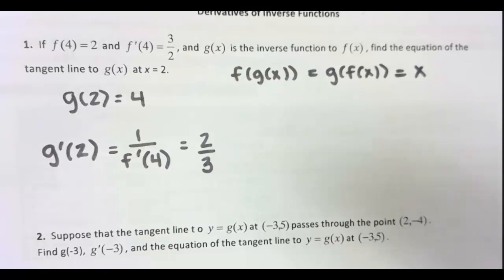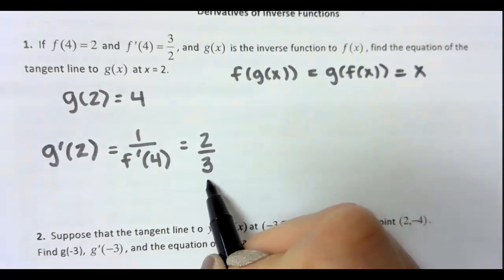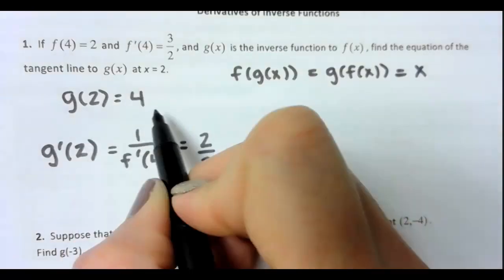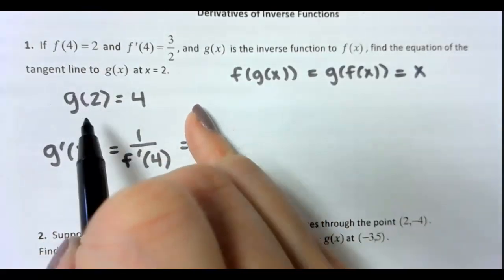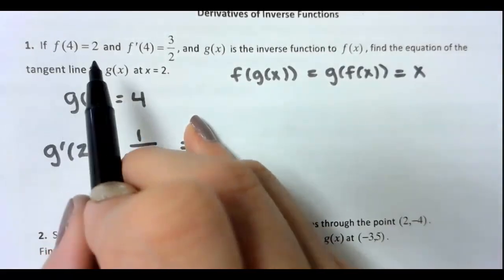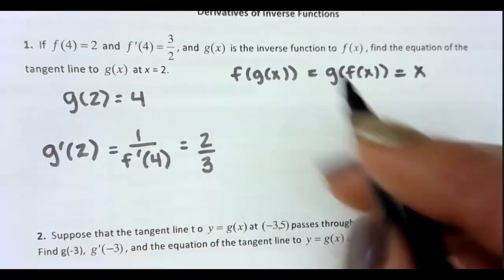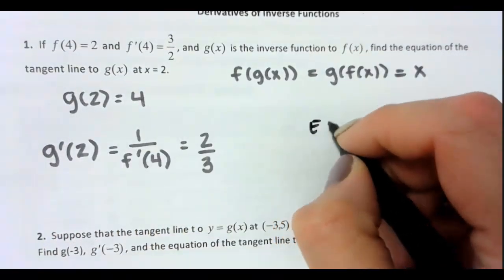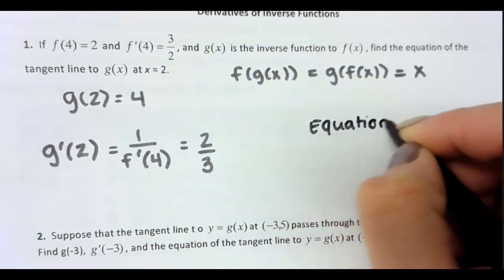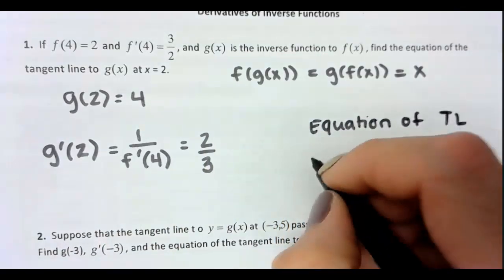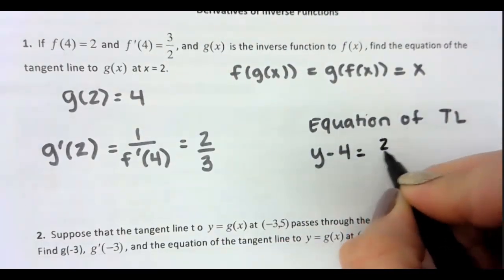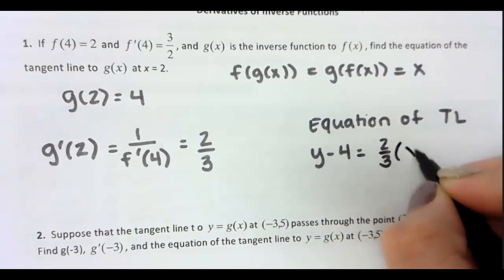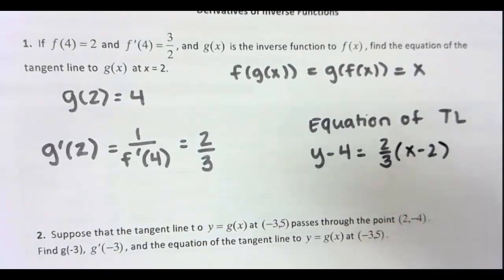To get the equation of the tangent line, we're going to use our new slope and the point. And I'm not using the point of f, I'm using the point of g. Which means the equation of my tangent line is y minus 4 equals 2/3 times x minus 2.